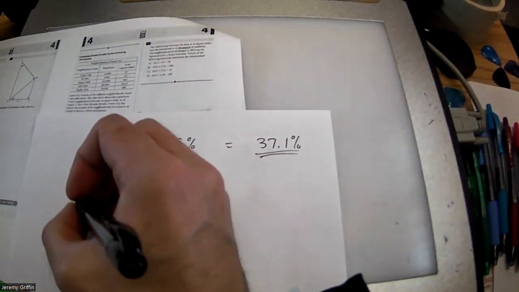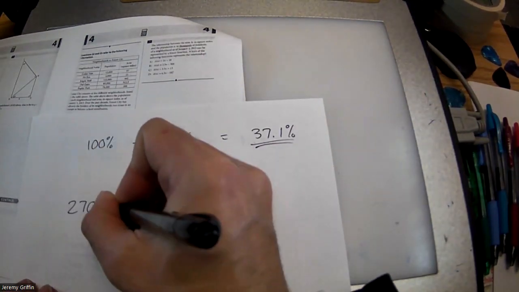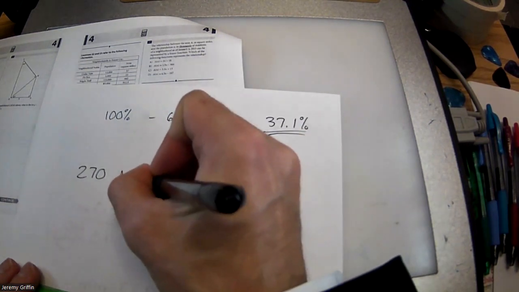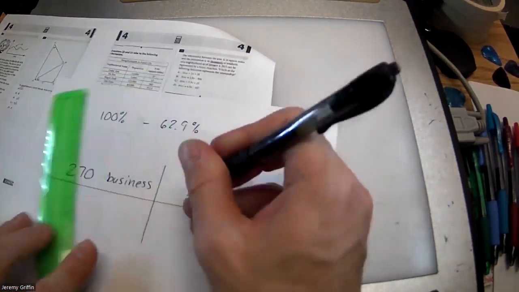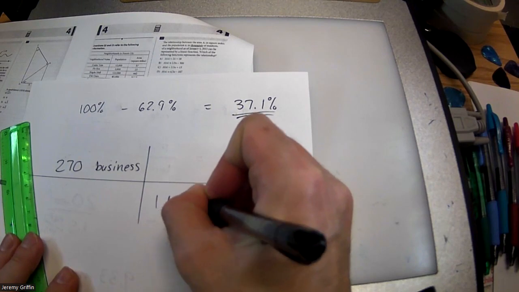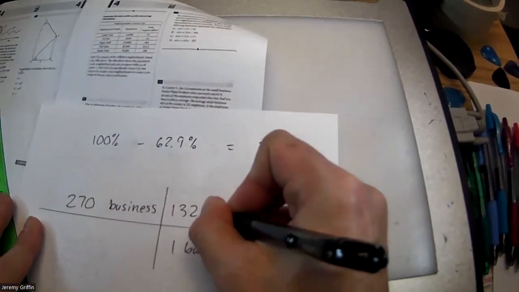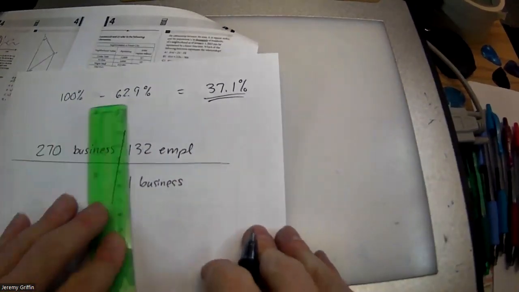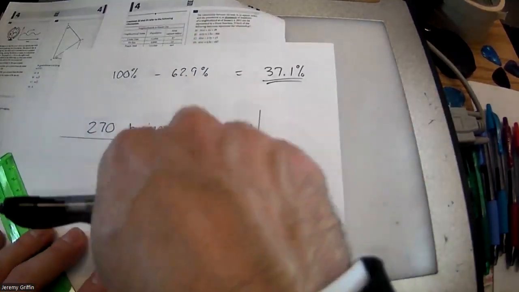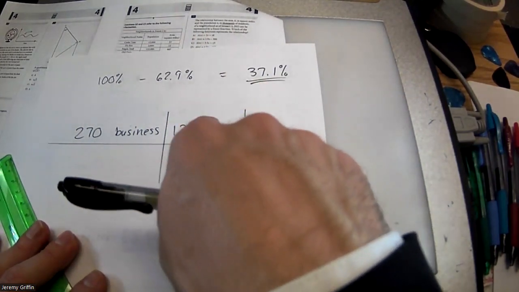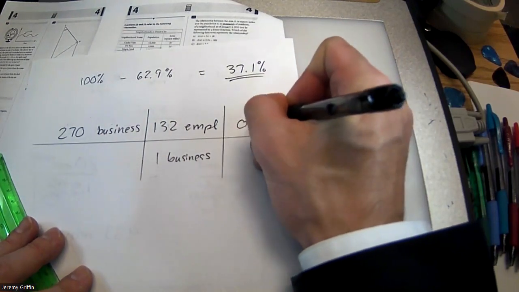So remember there's 270 businesses. Every one business, on average, has 132 employees. And, okay, so that would tell you the total number of people in this county that are employed in small businesses. And then we're gonna take that and multiply by 37.1%, which is like 0.371 as a decimal.